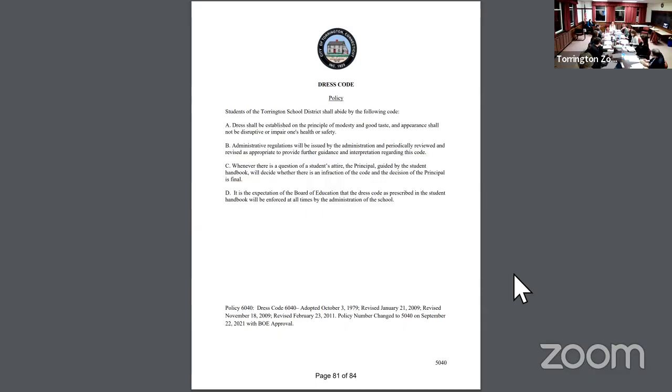So what do you want changed in the policy? I think she already said it. I'm sorry, you want the buildings to come up with better expectations? No, what I said was that I want changes to the dress code to be brought to the board before they're implemented in the buildings. And I also said expectations.